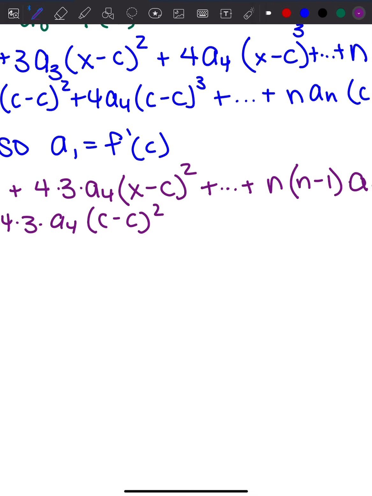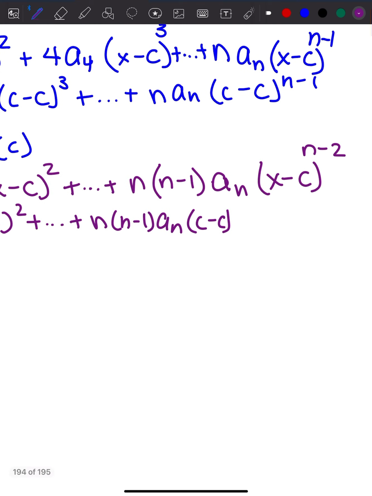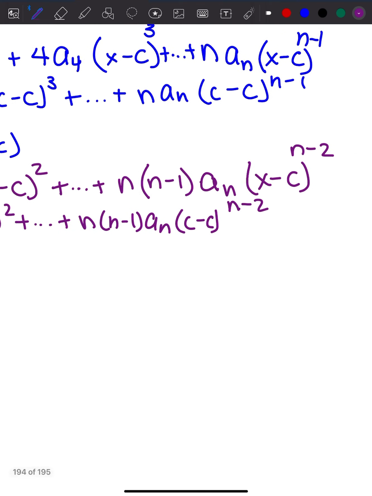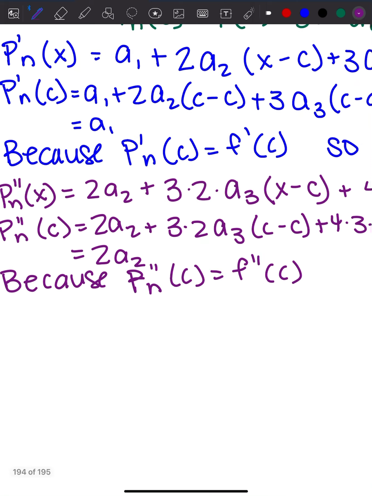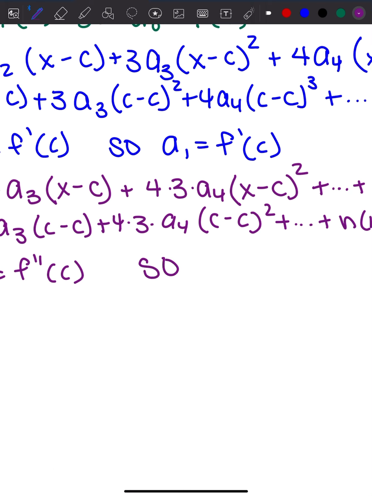This term is going to go away. And this term is going to go away. So all of this goes away, and we are left with 2 a sub 2. We're still looking at those derivatives to be equal to each other. So because we want p double prime n of c to equal f double prime of c, we know 2 a sub 2 is going to equal f double prime of c.